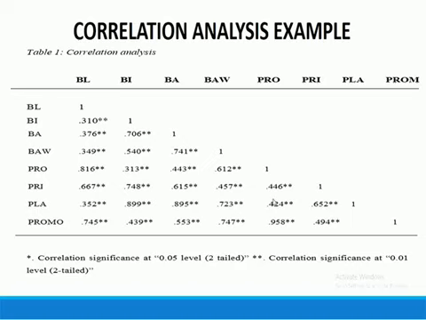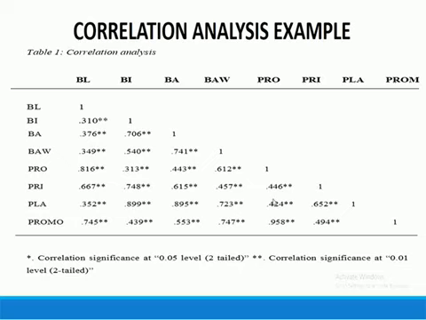And then you see this correlation, for example, of BI, which is brand image, and BL, which is brand loyalty. It's 0.310 2 star. So what does 2 star mean? It means the correlation is significant at the 0.05 level, 2 tailed. So it's significant. Then they all show you correlations that are all positive. As you can see, there is no sign of minus.